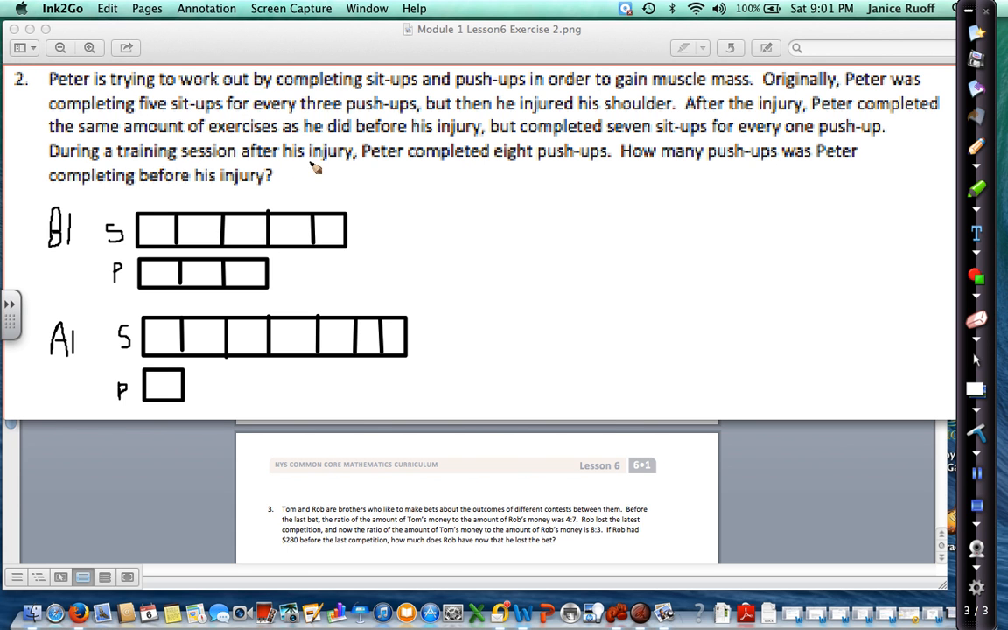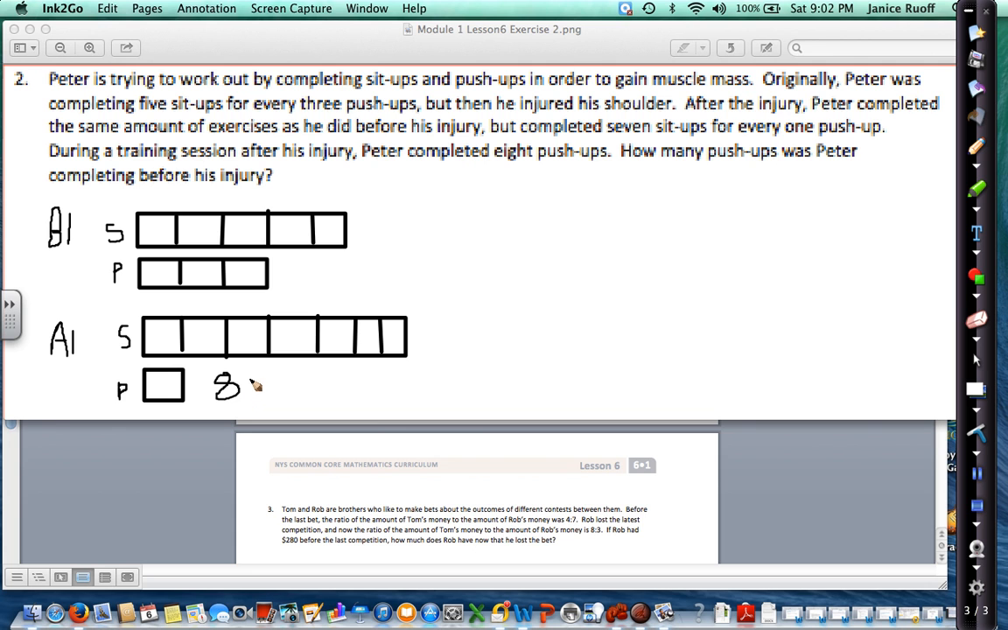During a training session after his injury, Peter completed 8 push-ups. So we need to go to the after injury tape diagram and the push-up part and fill in our 8. He completed 8 push-ups. The part of the tape diagram that represents 8 only has 1 square.